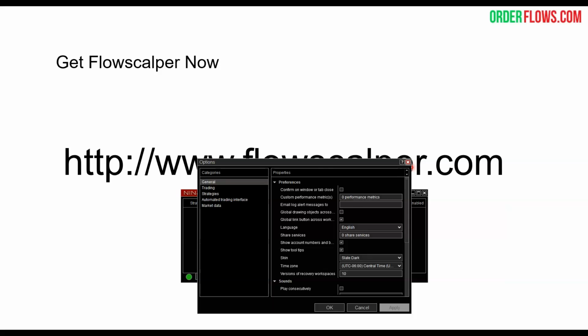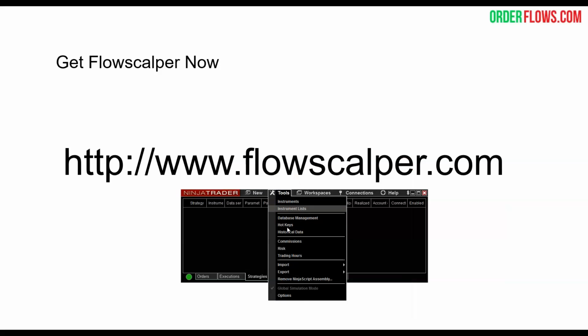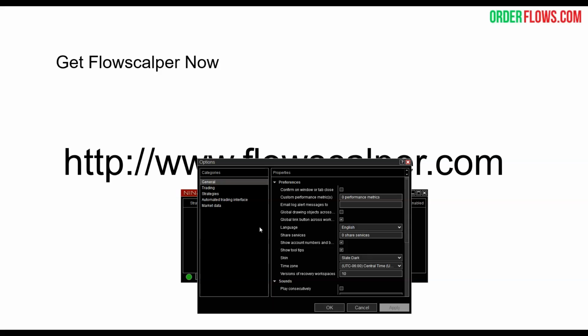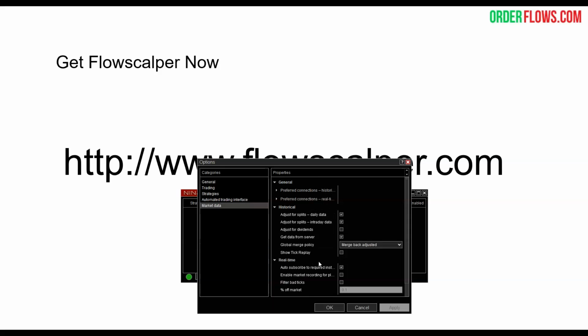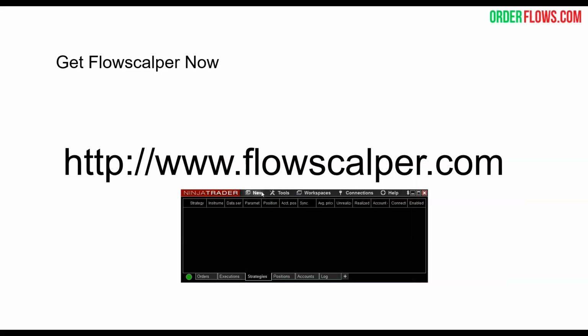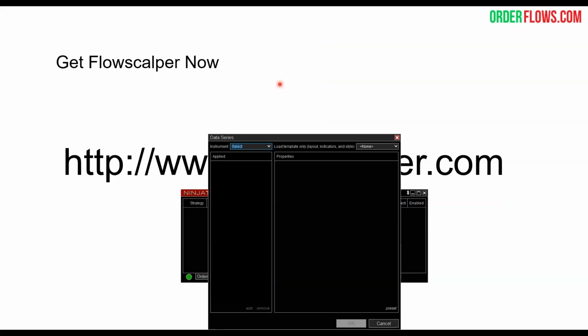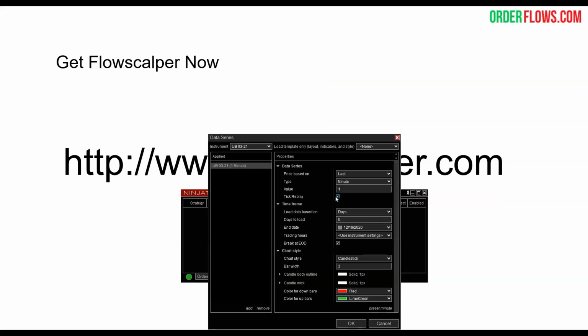So go to Tools, Options, Market Data, Tick Replay. Click Apply. Click OK. Click Chart. And you'll see when you open the chart, click Tick Replay.